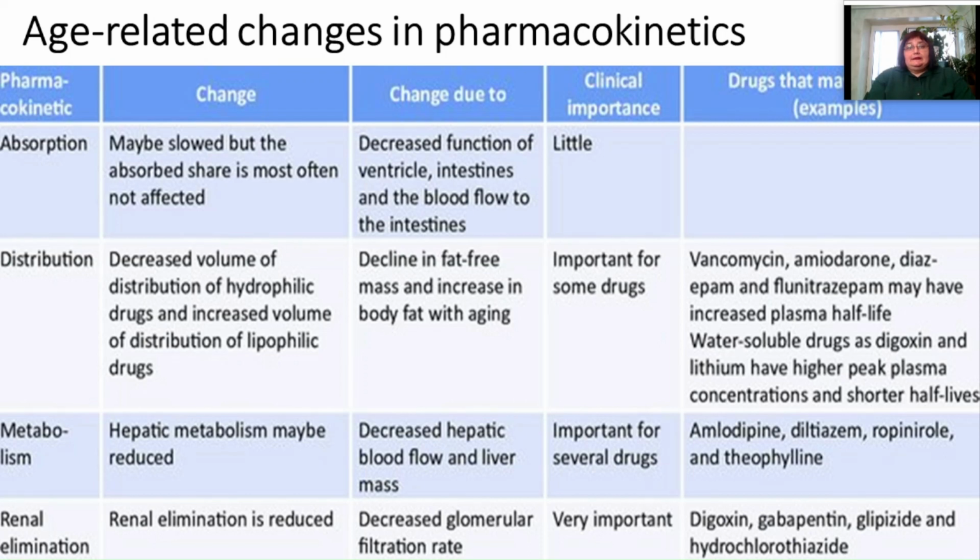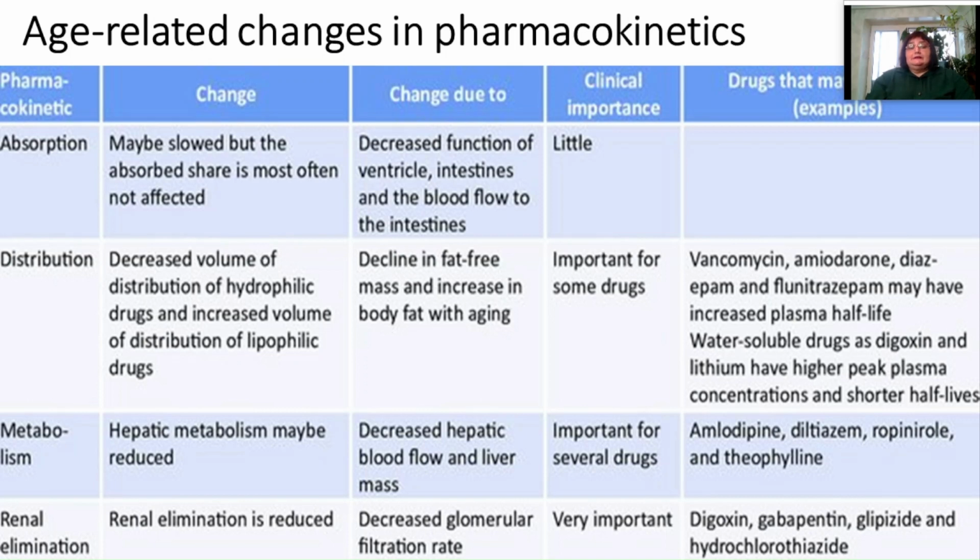We will continue and focus precisely on age-related changes in pharmacokinetics. Why is it important? Because I will show you examples. For example, absorption may be slowed, but the absorbed share is most often not affected, but changes due to decreased function of the stomach and intestines and the blood flow to the intestines. Clinical importance is low, but still you should remember these changes.